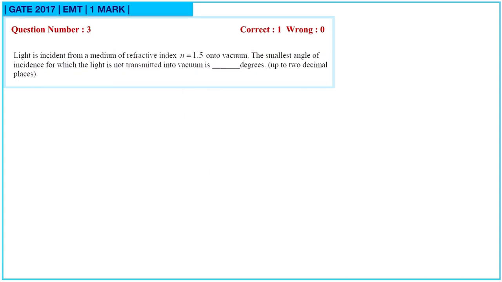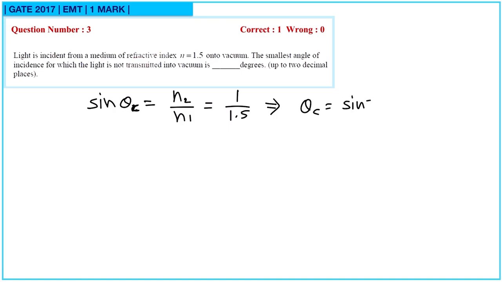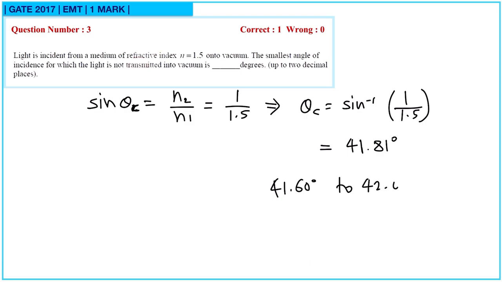Next, light is incident from a medium of refractive index n is equal to 1.5 onto vacuum. The smallest angle of incidence for which the light is not transmitting into vacuum is. So that corresponding angle will be critical angle. So sin theta c is equal to n2 by n1. So n2 is 1 and n1 is 1.5. So from here we can calculate theta c is equal to sin inverse of 1 upon 1.5, and that is equal to 41.81 degree. And answer given in the answer key is 41.60 degree to 42 degree.